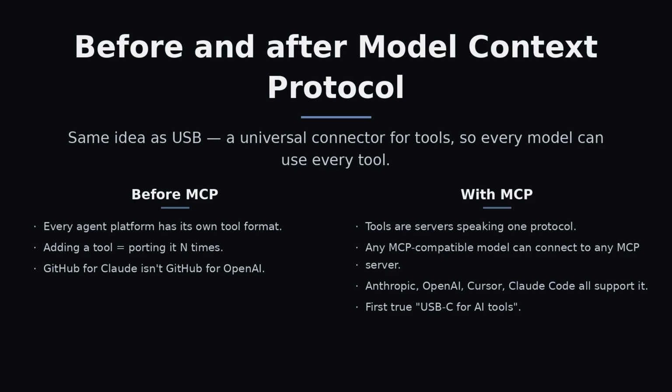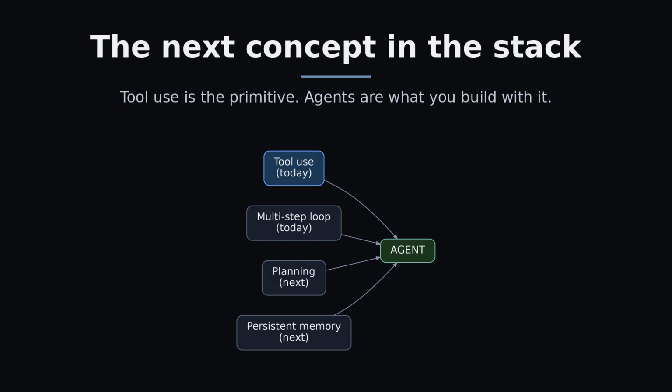The effect is profound. Write a tool once, and every model can use it. The ecosystem has gone from fragmented integrations to a USB-C-like standard in under a year. If you're building tools today, build them as MCP servers. Tool use is the primitive.